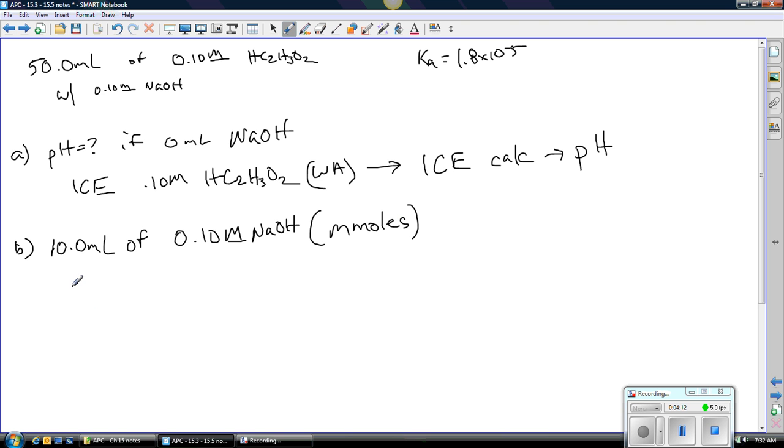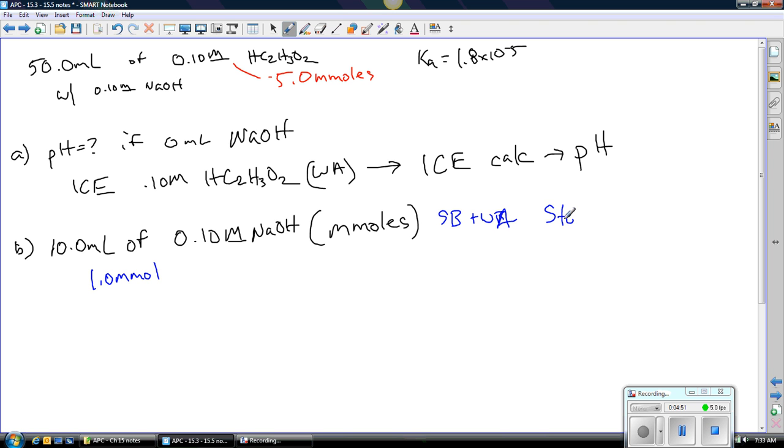So we have, and we can just put this back up here so we have it all the time. The 50 milliliters times the 0.1 molar, this is 5.0 millimoles. We can always refer to that. I don't have to come down here and rewrite that number all the time. Now, 10 milliliters of 0.1 molar NaOH, that gives us 1 millimole. So now we've got a strong base reacting with a weak acid.